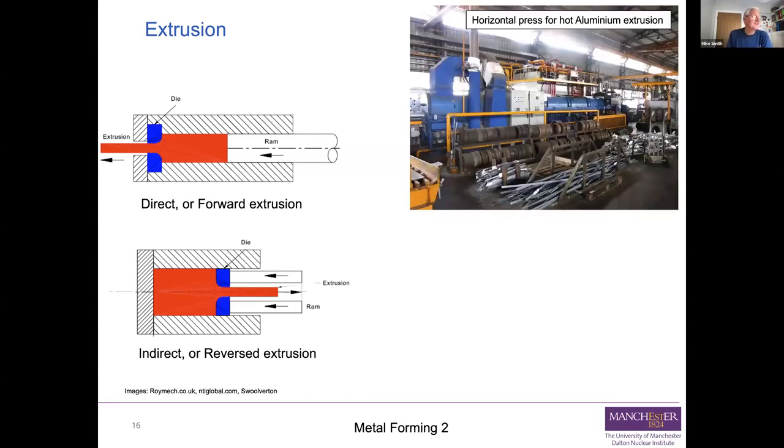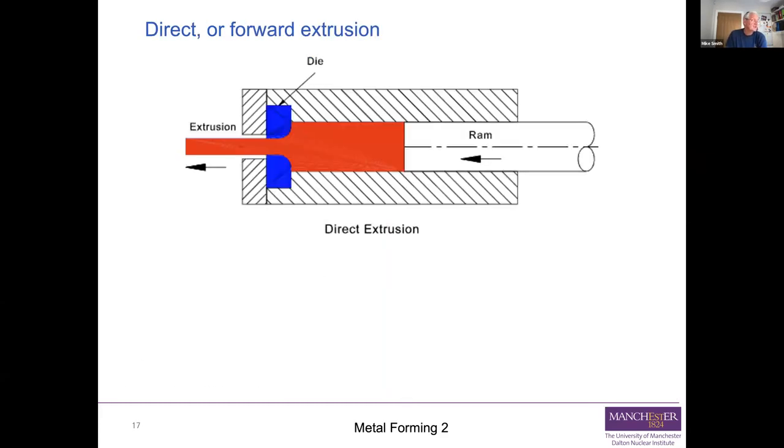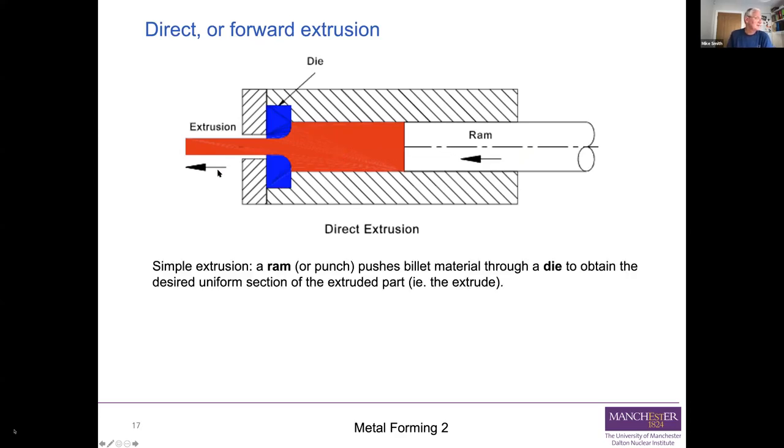And we showed you this picture of the large equipment we can use last time, and those are typical extruded forms in aluminium. So you can make very complicated things with extrusion, as long as they are long and thin. So direct or forward extrusion, that's the same picture blown up. You can see you've got a chamber, you've got a die, you've got a billet, and you've got an extrude, and you've got a ram. And the ram moves in the same direction as the extrude. So the ram pushes the billet material through the die to obtain the final section of the extruded part.